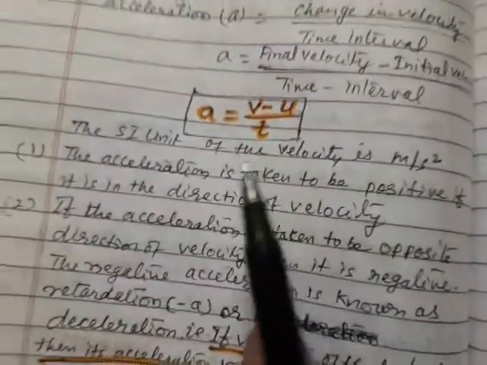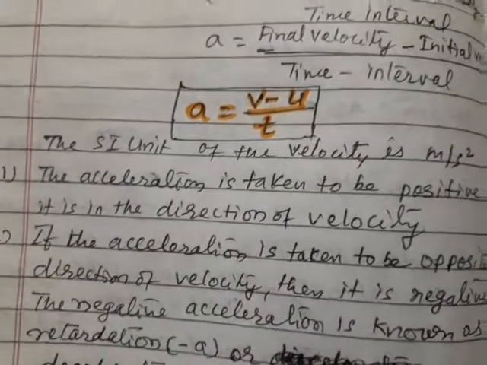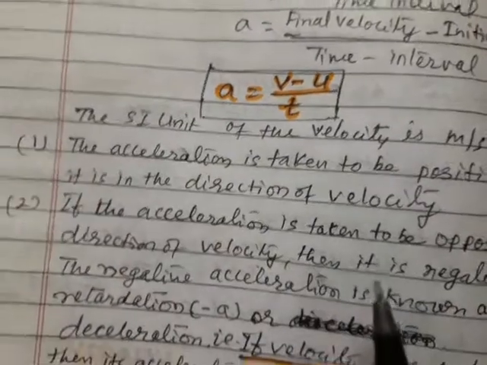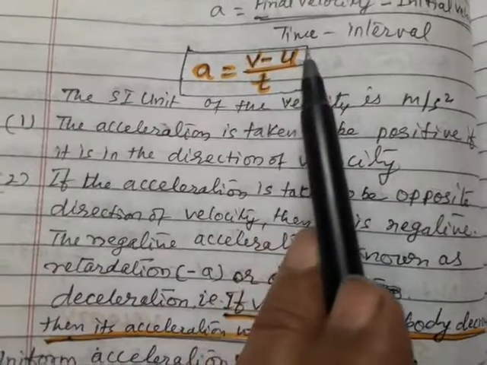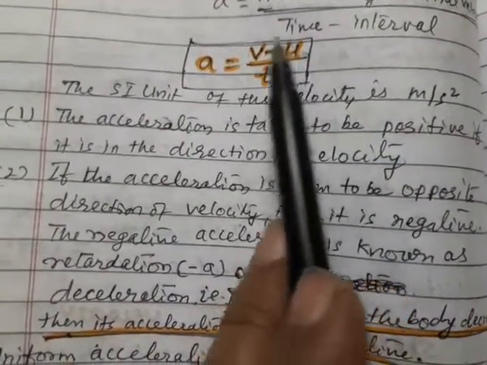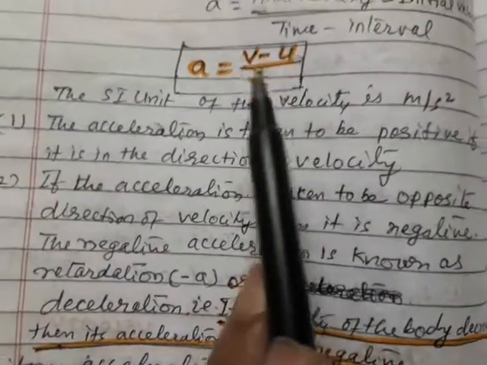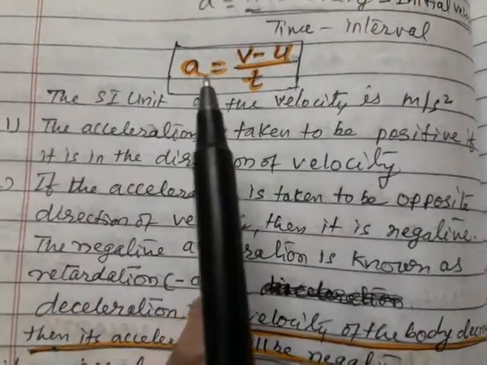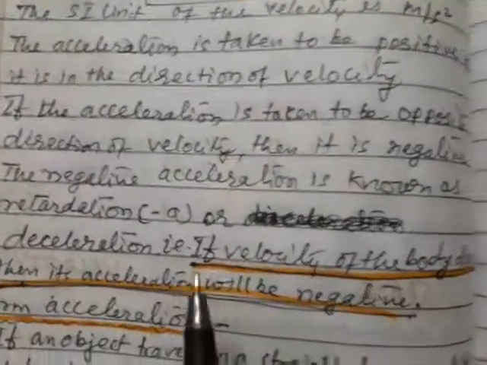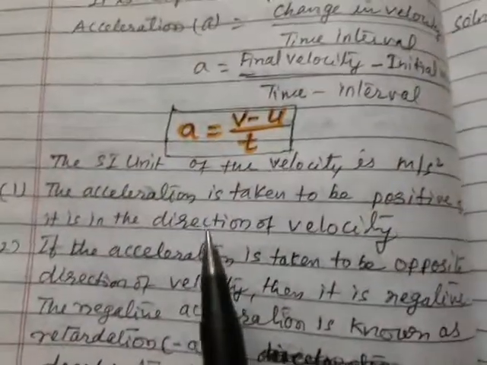Okay. Now, what will be the acceleration if the velocity of the body decreases? If the velocity of the body decreases, then naturally the final value will be less than the initial value, and therefore this term will be negative, and hence acceleration will be negative. So when the speed or velocity of the body decreases, its acceleration is negative, and negative acceleration is known as retardation or deceleration.